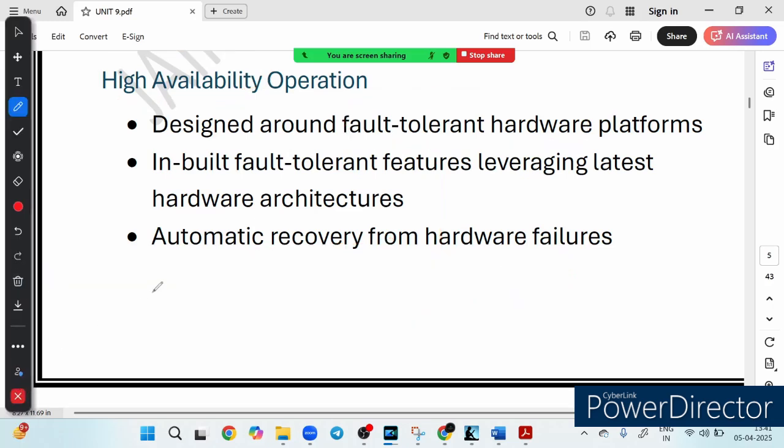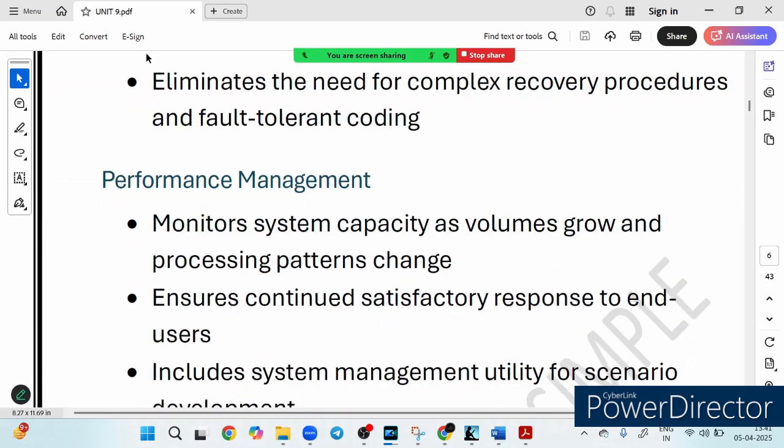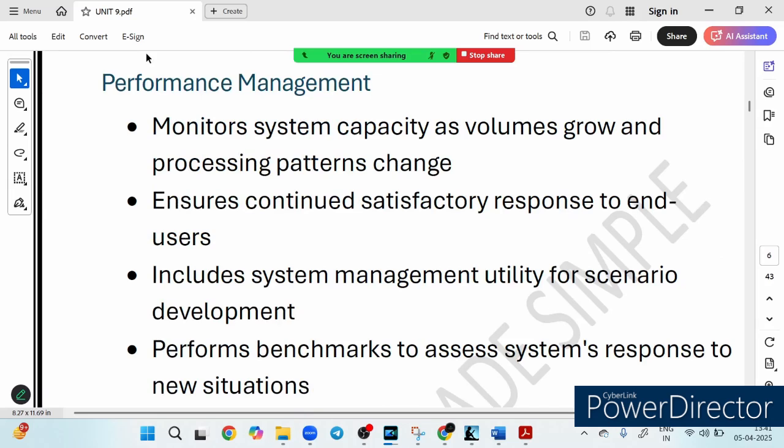Now friends, let's talk about something called performance management. What is the meaning of performance management? You can see in the upcoming slide. So friends, banking that grows with you. As the customer base grows and more people do online banking, the system must keep up. This is where performance management steps in.